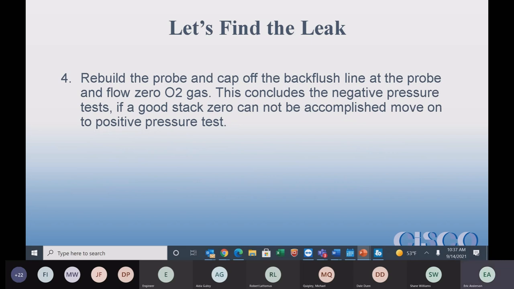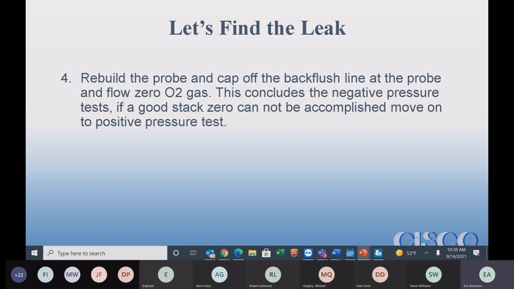Okay, so we're up at the probe here. We're going to rebuild the probe with the gaskets and O-rings. Cap off the back flush line at the probe. And we're going to flow the zero gas. A lot of times the back flush line can leak, or the back flush valve could leak air all the way up to the probe and back. So we should have a good leak check there. I mean, we checked all the negative pressure tests.